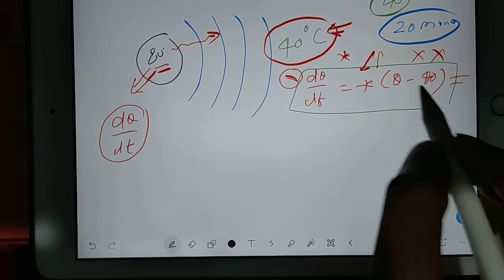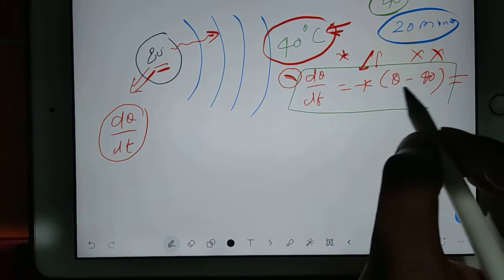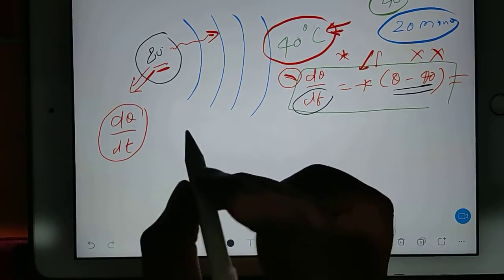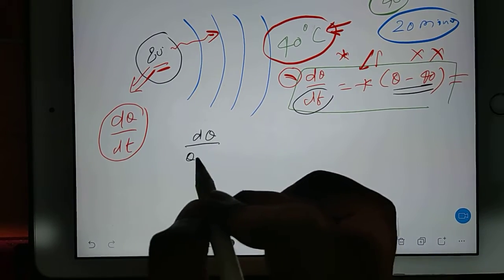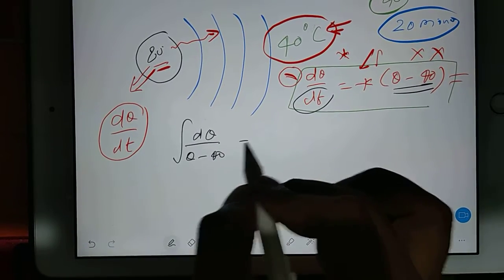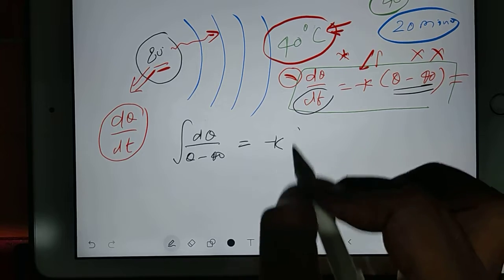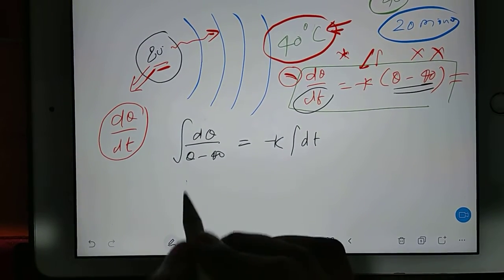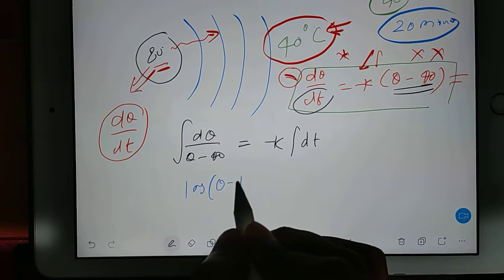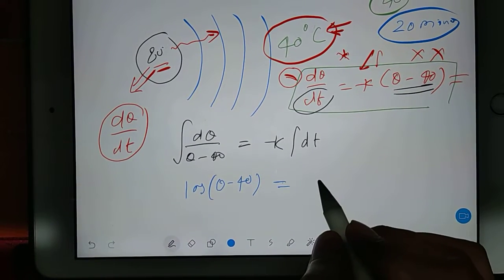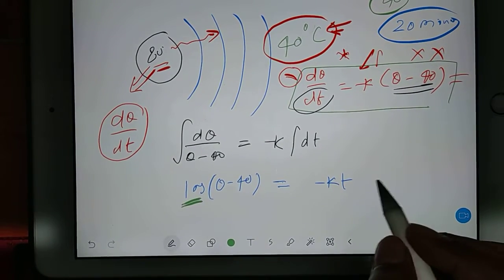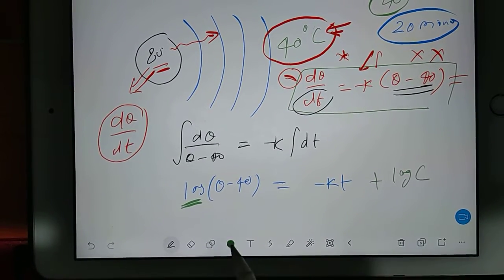Let's solve the equation. The variable separable method we can apply here. This theta we can take to the left side, and this t we can send to the right side. So it will look like integration of d theta divided by theta minus 40 is equal to minus k times integration of dt. In the next step, this will be log of theta minus 40 is equal to minus kt. And always remember, whenever a log comes, you should always have a constant in terms of log.